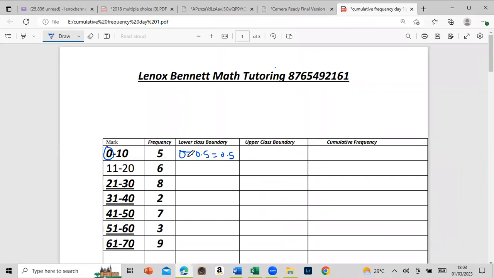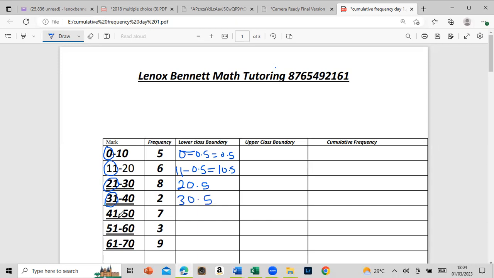In every row, you have the lower class boundary. In the exam, if they ask for the frequency curve, you don't have to do this; the upper class boundary is what you use. But sometimes they will pick a row and ask you to state the lower class boundary. You just subtract 0.5 from the number here, so 10.5. The lower class boundary of the next will be 20.5, and the next 30.5.